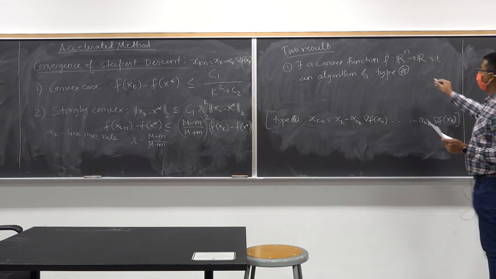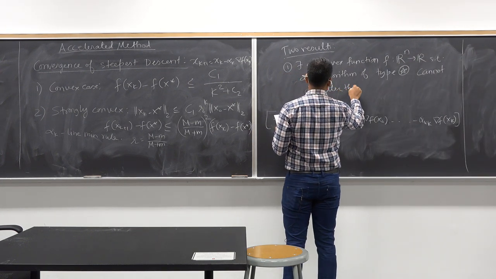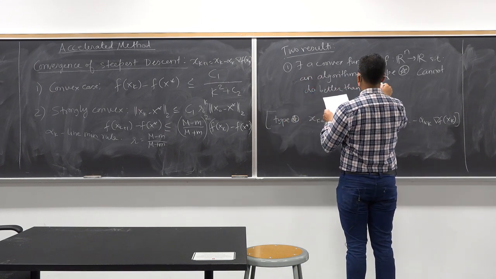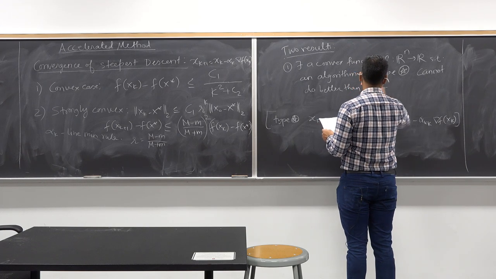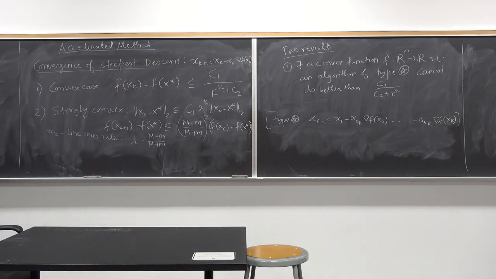So an algorithm of type star cannot do better than C1 over C2 plus k square. Okay. So that's the first result.